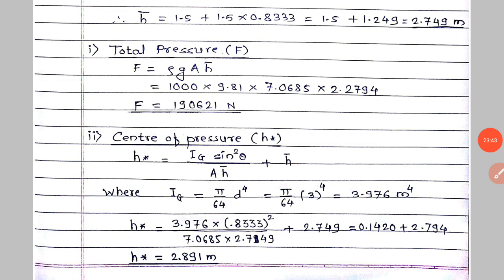In this lecture, we have seen inclined plane surface submerged in liquid and numericals on inclined plane surface submerged in liquid. In this, two types of numerical, that is for inclined rectangular plate and for circular plate, are taken.